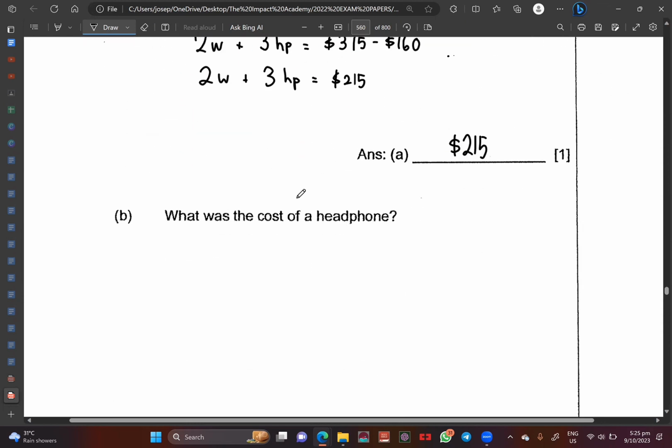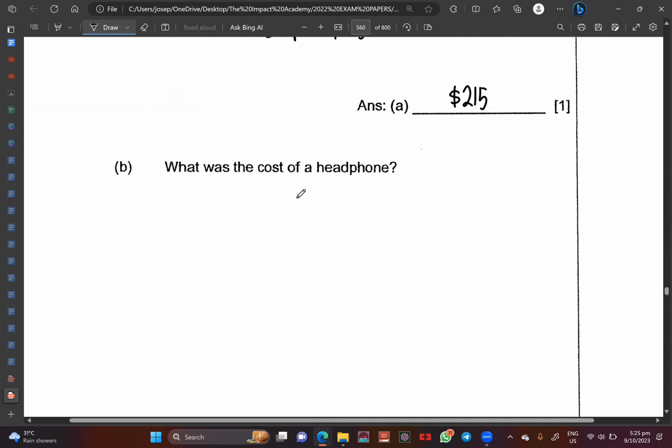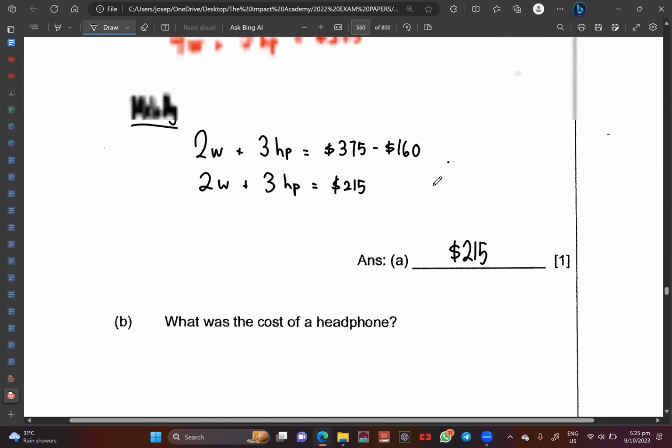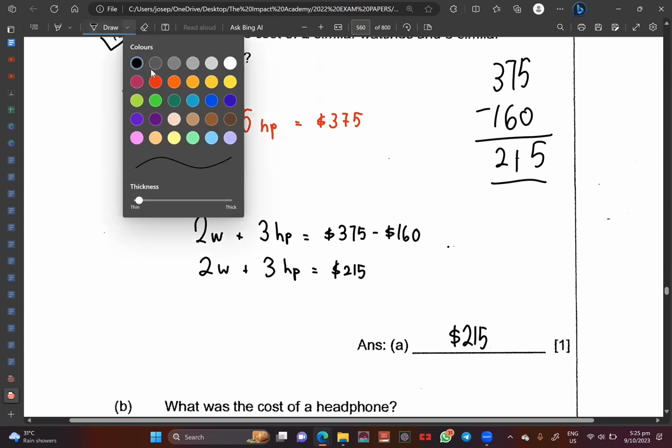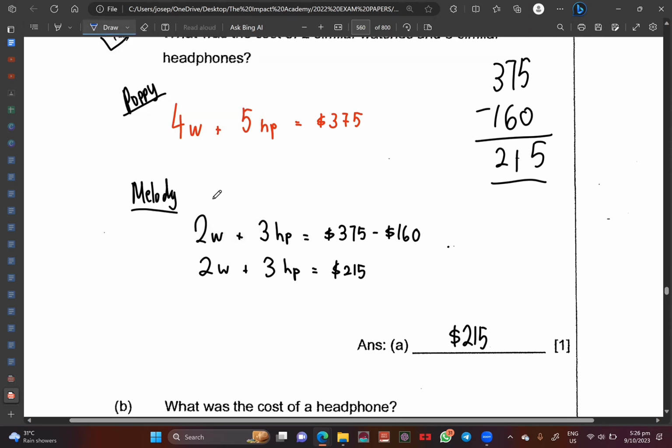Okay. Now the question in B says, what was the cost of a headphone? How do you find the cost of a headphone? We call this repeated identity. What is repeated identity? The meaning of repeated identity is something repeats itself. Do you remember? Now, you have to remember all of these concepts. We put RI to help people to remember better. RI stands for repeated identity.